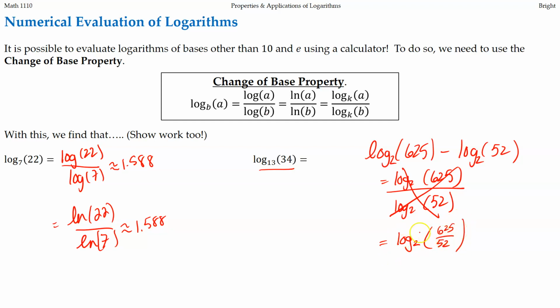So you can compute that quotient, and then if you really want to calculate it out, you can do log of 625 over 52, so log of the input over log of the base. And then you will get an answer. That is correct. Okay, so just be aware of that.